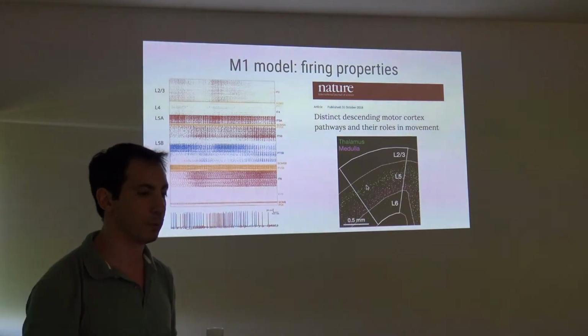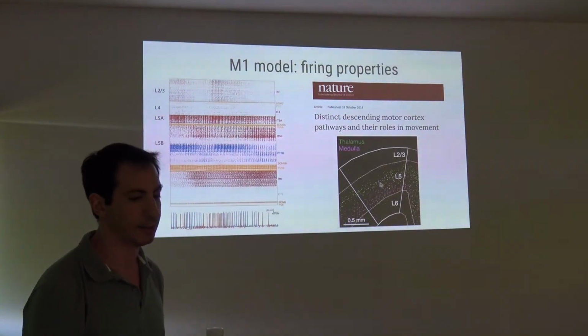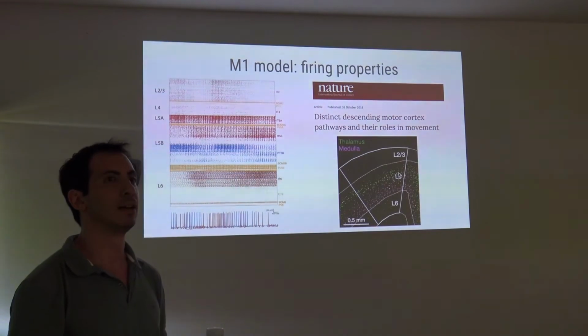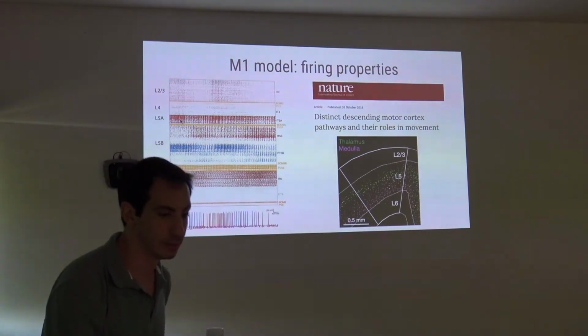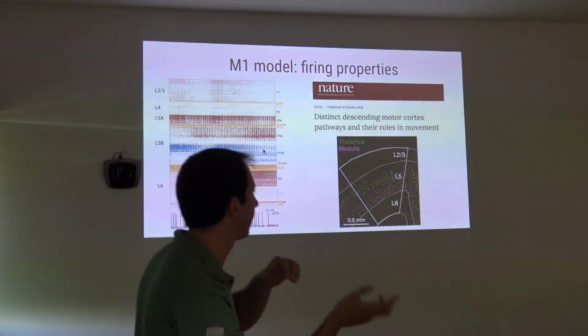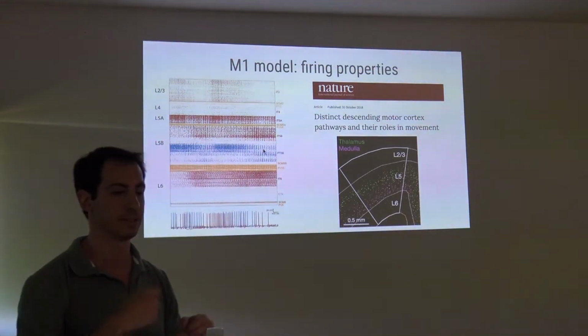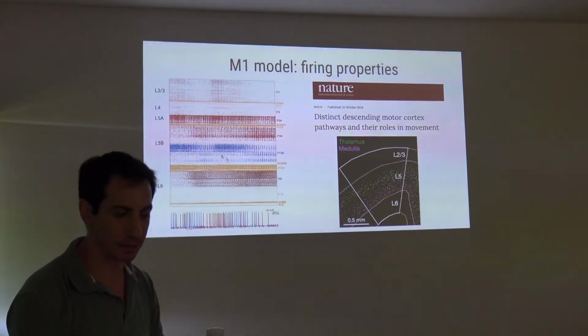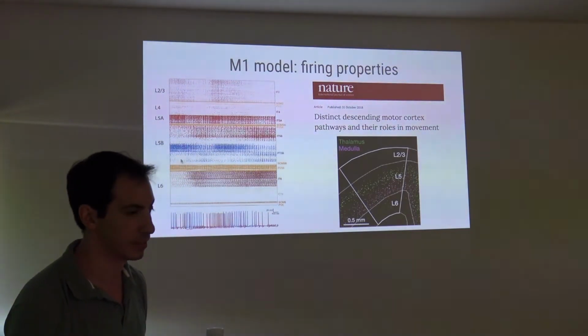Interestingly, there was a paper when we finished the model showing that there is a big difference in the function of these different layers of PT cells. The upper cells apparently are more involved in planning, and the lower ones in motor execution, which was something that was sort of consistent with what we were seeing in the model.